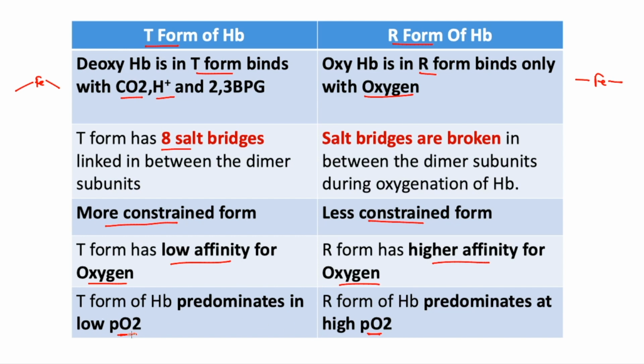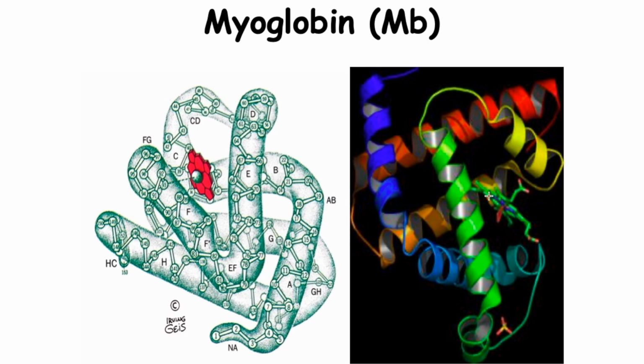That means when there is a less number of oxygen present in the blood, the hemoglobin will stay in the T form, whereas when the high oxygen is there in the blood, then hemoglobin will be present in the R form. Alright, now let's talk about myoglobin.